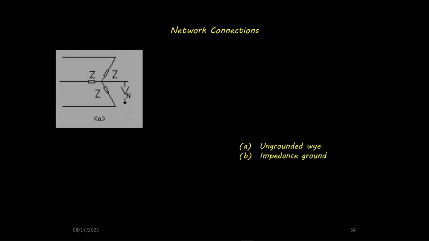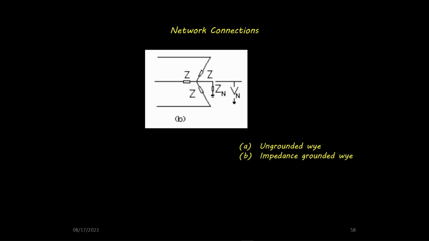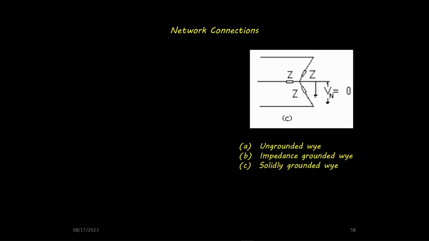The impedance grounded Wye is connected like the ungrounded Wye, except the neutral is connected to the ground through an impedance. There can be a voltage between neutral and ground in unbalanced systems. During a fault, the neutral impedance limits the fault current. In the solidly grounded Wye, the neutral is connected to the ground with no intentional impedance. In a solidly grounded system, there is no intentional voltage between neutral and ground.